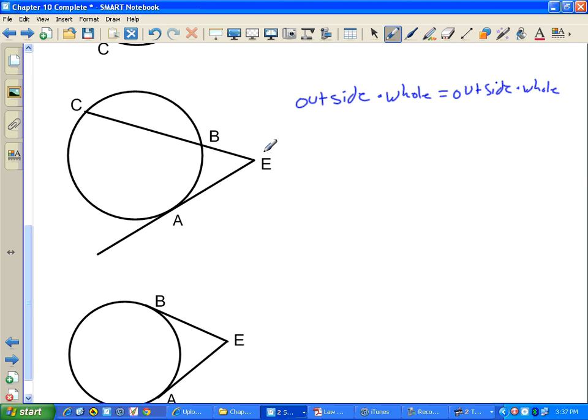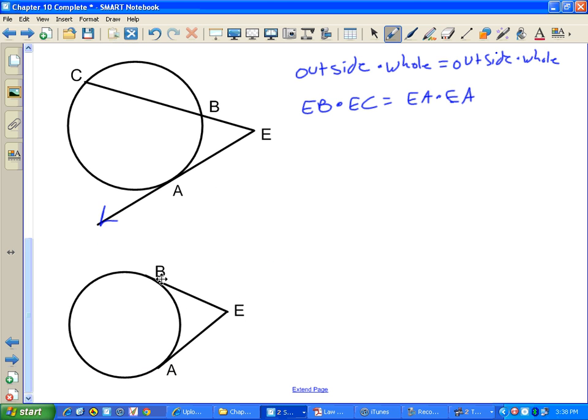So I've got a secant here, so that's going to be pretty much the same. EB, outside, times the whole, which is EC, equals the outside, EA, times the whole thing, which is still EA. So the tangent has a dual role here. We don't count this because this goes on forever, so that doesn't have a length. We can only deal with this, so we treat it with both parts.